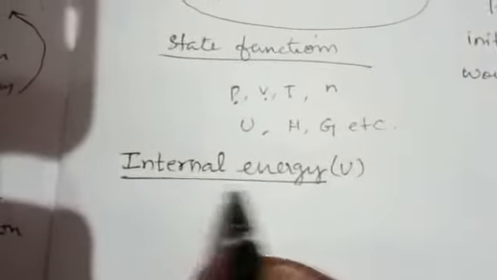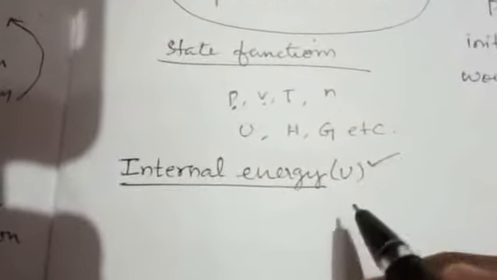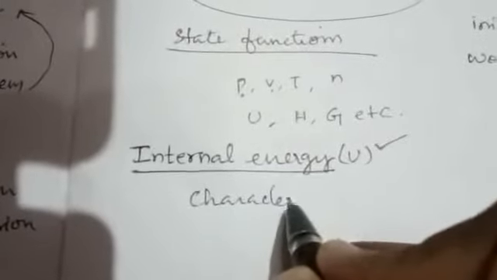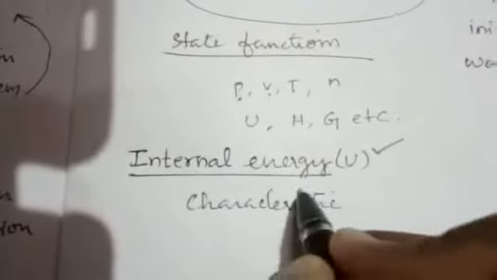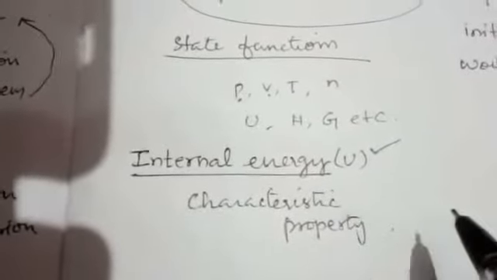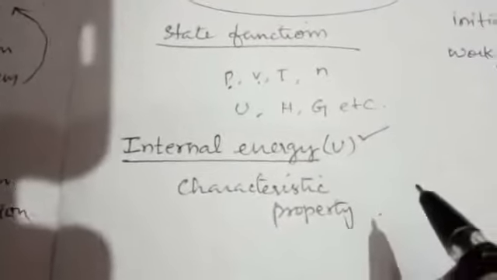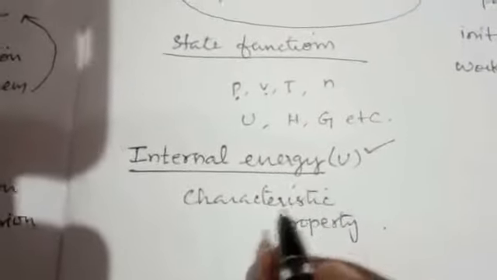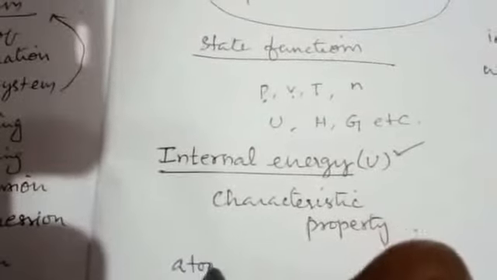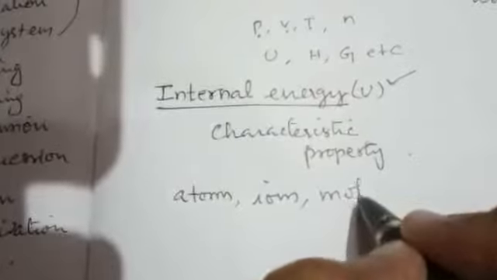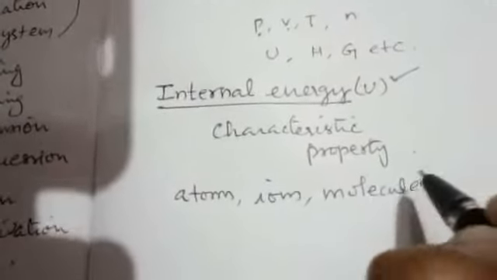Next topic, internal energy, symbol capital U. Internal energy is a characteristic property. Internal energy of a system is equal to the energy of atoms, ions, and molecules.